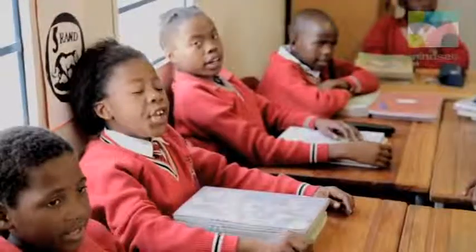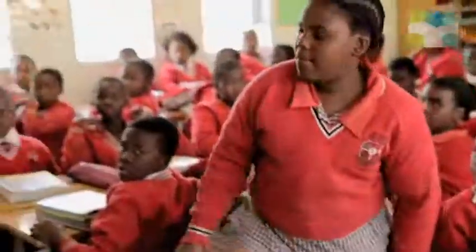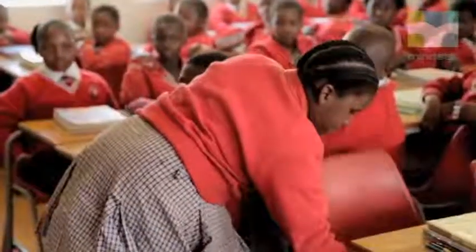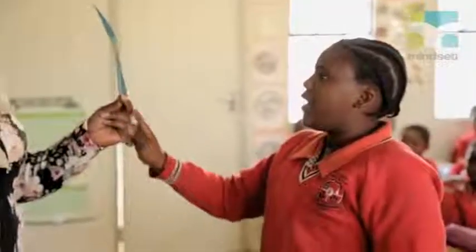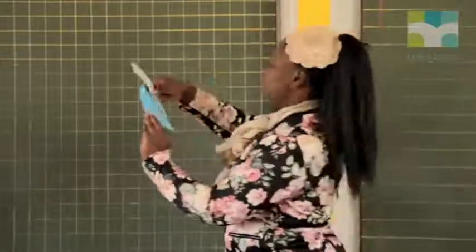Do you know what is a triangle? I want you to give me the number of the sides of a triangle. How many sides does a triangle have? 3. A triangle has got 3 sides. Do you agree? Yes. Is this a triangle? How many sides does it have? 3 sides. Let's count the number of sides of a triangle. 1, 2, 3. So now this is our triangle.